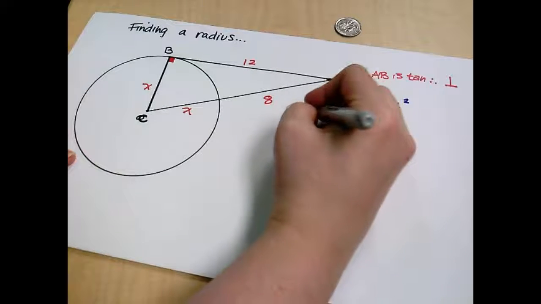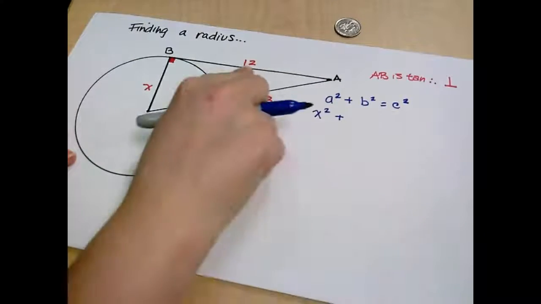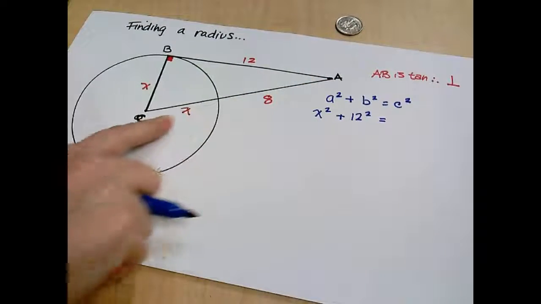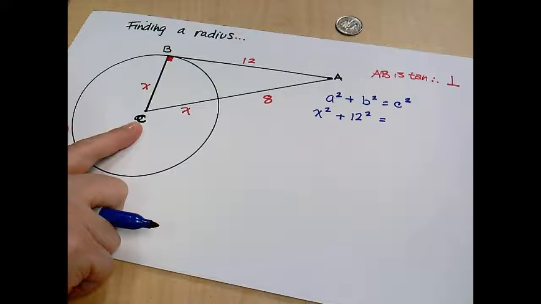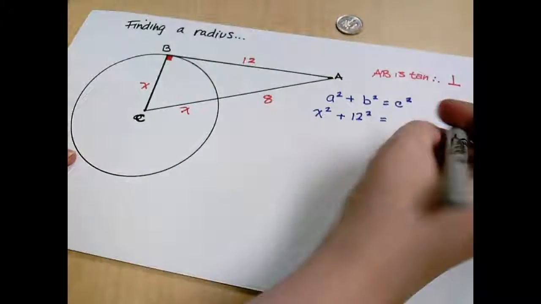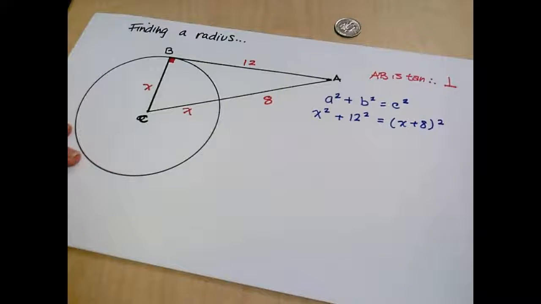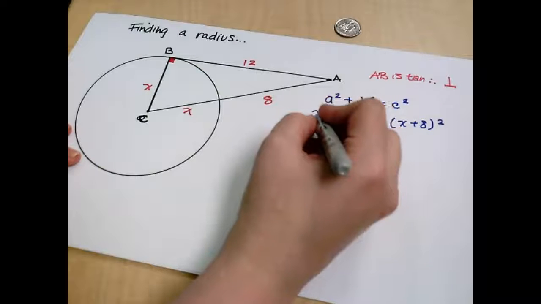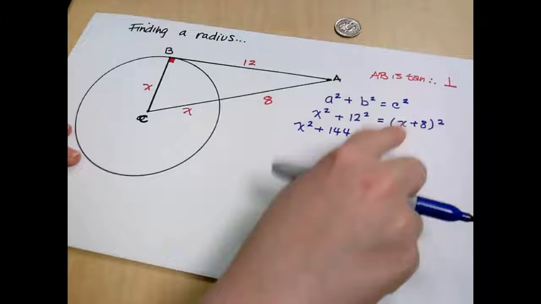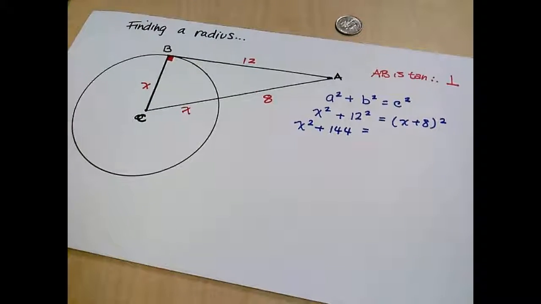So our a side is x. It's right there. Our b side is 12. And our c side is the hypotenuse, or the length of this side. Now this isn't just a straight number and super easy. So this distance is x plus 8, which we have to square. So here we have x squared, which stays the same. 12 squared becomes 144. And this piece, x plus 8 squared, we're going to have to expand on our own.